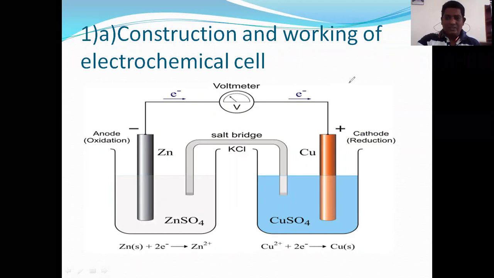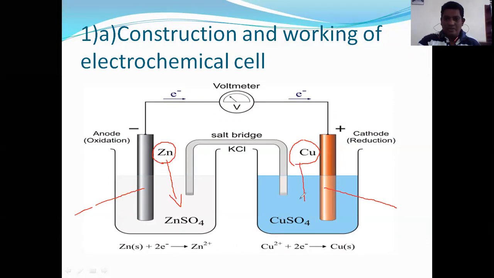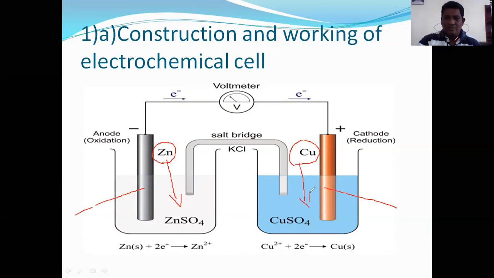The galvanic cell is made up of two electrodes, here we can have the first electrode, and here we can have the second electrode. The first electrode is the zinc rod. The second one is the copper rod. Now we should place the zinc rod in a solution of zinc sulfate, and we should place the copper rod in the cupric sulfate solution.